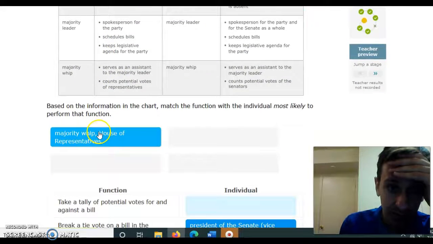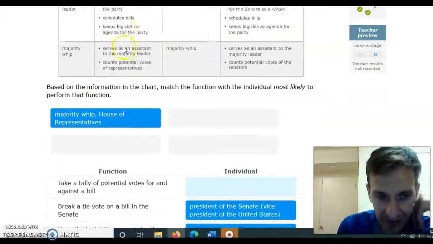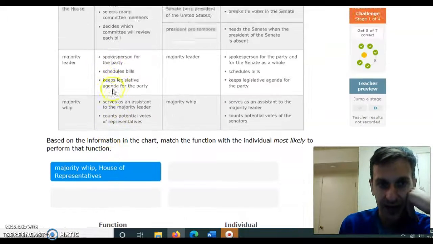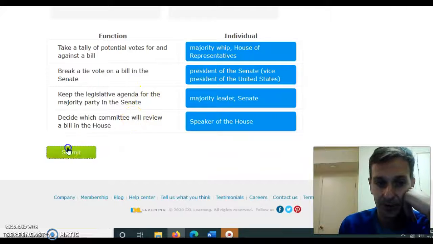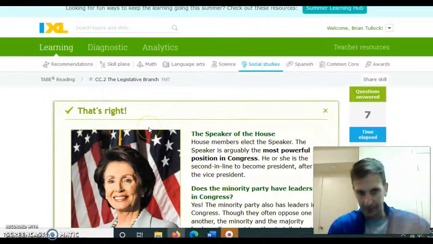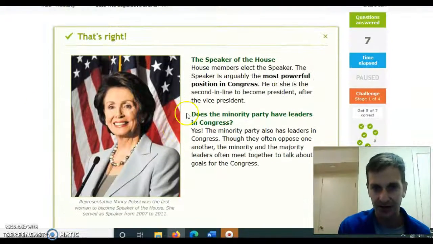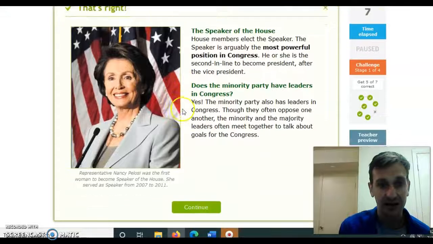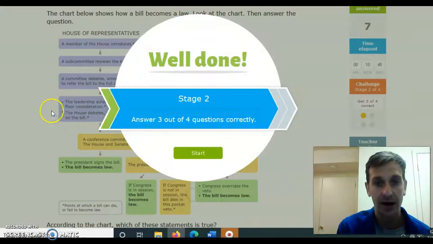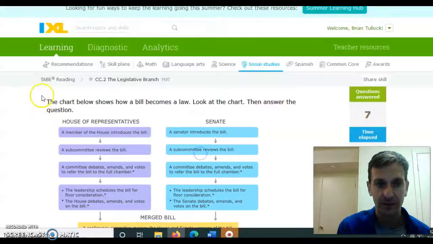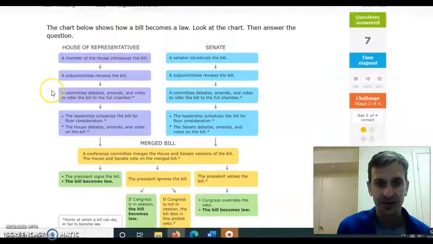So this one we might have been a little stuck on because it doesn't specifically say it in here, but we know those other 3 are right, so this one has to be right. Bam! All right, Nancy Pelosi is the Speaker of the House. That means the Democrats are in charge of the House, so she's in charge. All right. So this is what you need to do.